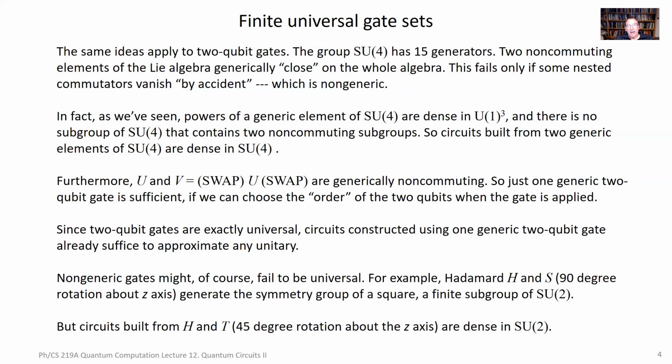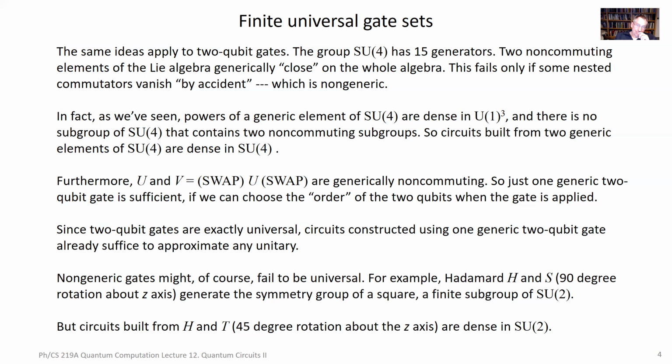Here's another way of looking at it. I already told you that if you just take a generic element of SU4 and you start taking powers of that, then that's going to be dense in U1 cubed. In other words, I'm talking about SU4, that's why it's U1 cubed, not U1 to the fourth. There's an extra overall U1, in other words, which I'm not paying attention to now.